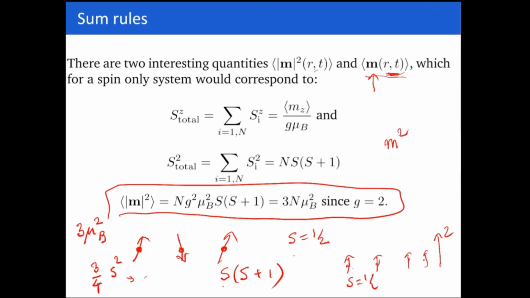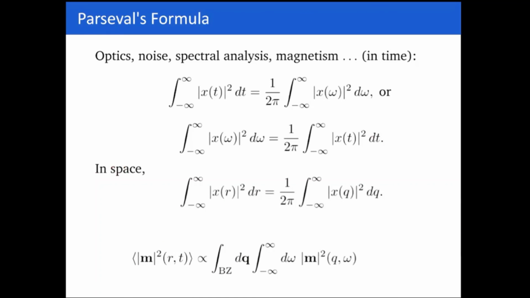Okay, so how do we measure these two things? Well, if we want to measure the moment, if we're measuring some ordered moment in particular, we could do a diffraction experiment and measure the ordered moment from the Bragg peak. So we'd measure the elastic scattering and get the ordered moment. If we want to measure this other quantity, m squared, how do we get that? So I'd just like to show you that.